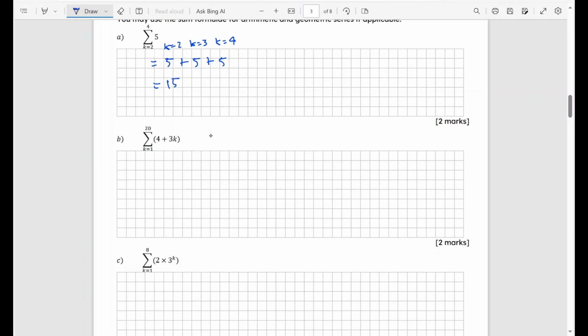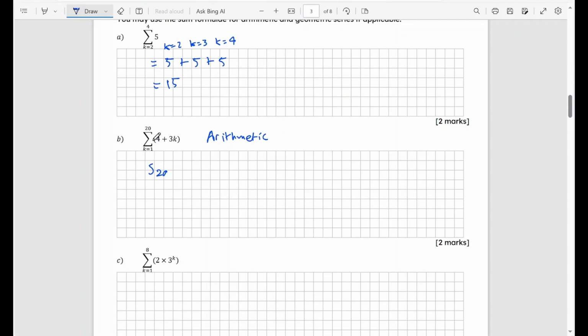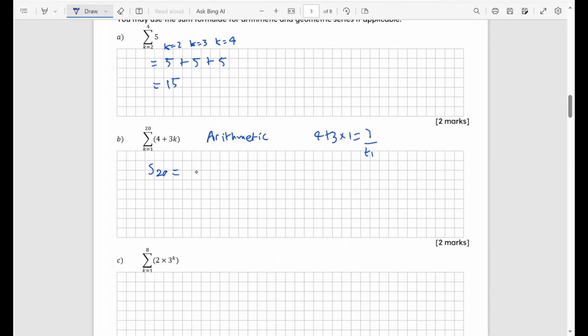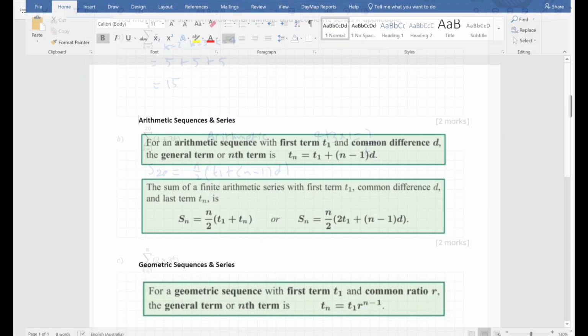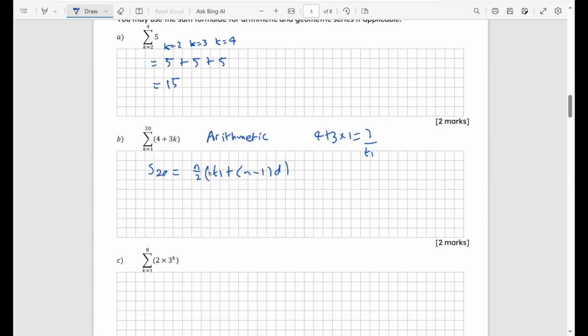So this one here is arithmetic. So S of 20. So let's see. If k equals 1, then you've got 4 plus 3 times 1 equals 7. So that is T1. So S of 20 is going to be n over 2 times 2 lots of T1 plus n take 1 times the difference. And that comes straight from the formula sheet here.